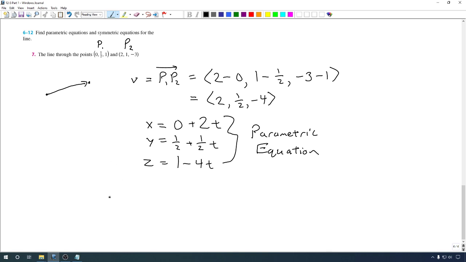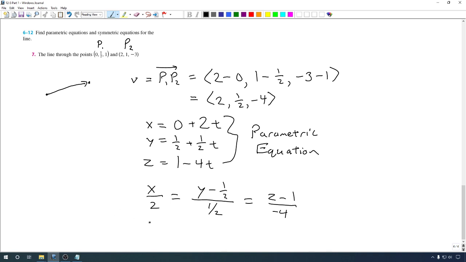They also want us to give symmetric equations. So what would we do there? Well, we imagine solving each of these for t. So if we solved x equals, well, just 2t, for t, we'll have t is x over 2. If we solve y equals 1/2 plus 1/2 t for t, we would have y minus 1/2, and then divided by 1/2 would equal t. We could simplify this a little bit if we want to. And then finally, if we solve this one, we have z minus 1 over negative 4 is equal to t. Again, if we wanted to, we could simplify that as well.